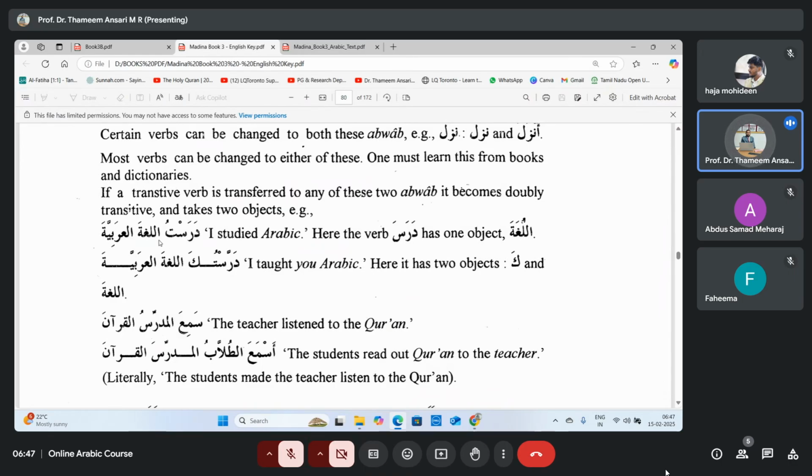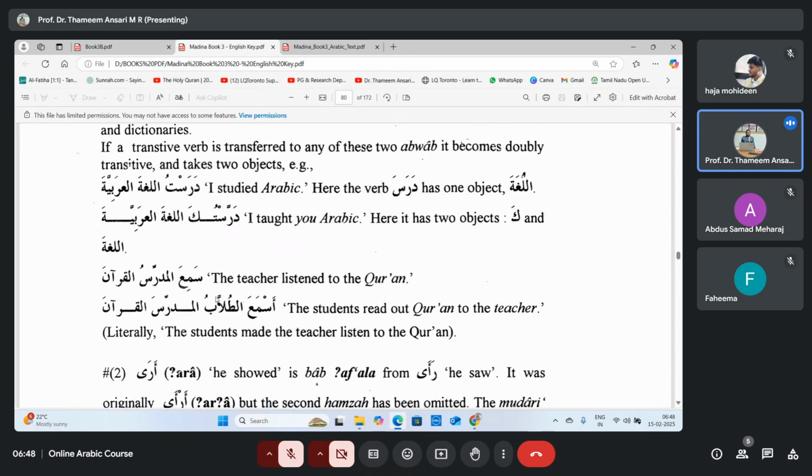For example, darastu al-lughata al-arabiyyah, I studied Arabic. Here the verb darasa has one object, al-lughata. درستك اللغة العربية. I taught you Arabic. Here it has two objects, ka and اللغة. سمع المدرس القرآن. The teacher listened to the Quran. أسمع الطلاب المدرس القرآن. The students read out the Quran to the teacher. Literally, the students made the teacher listen to the Quran.